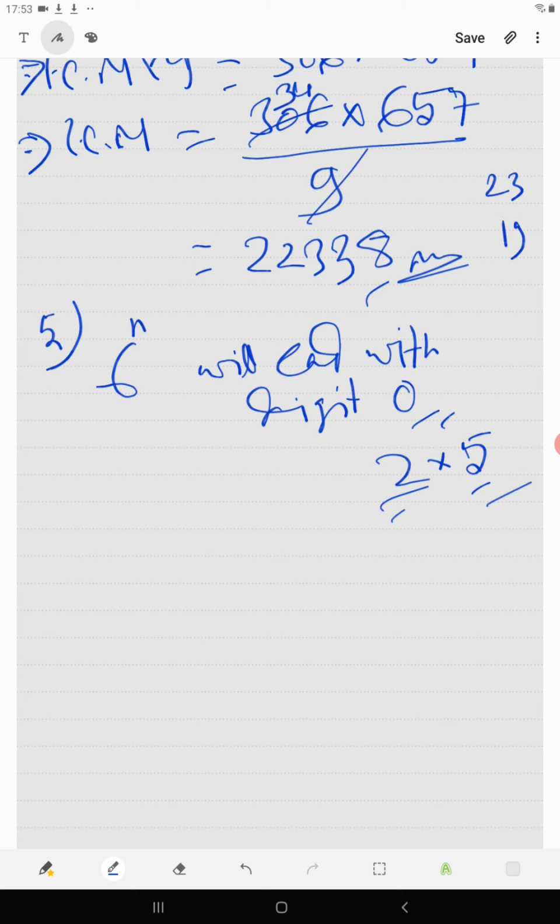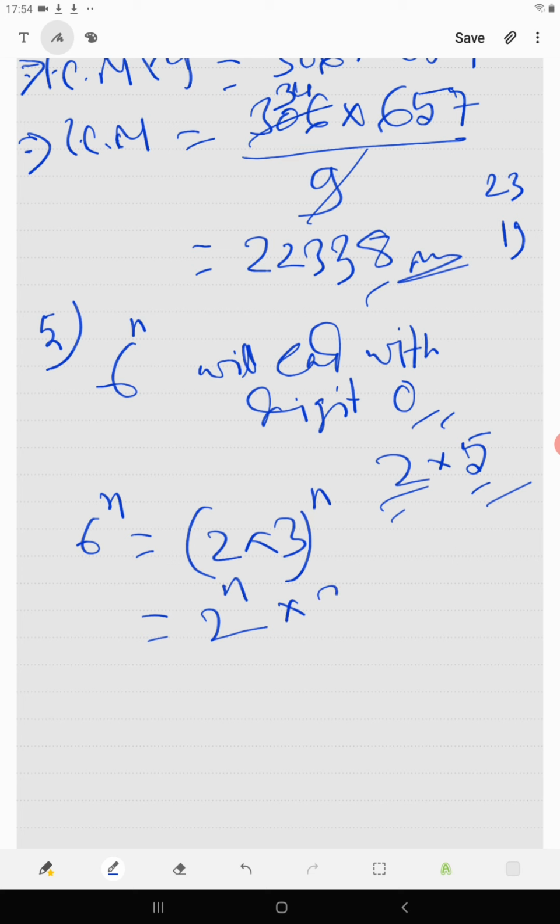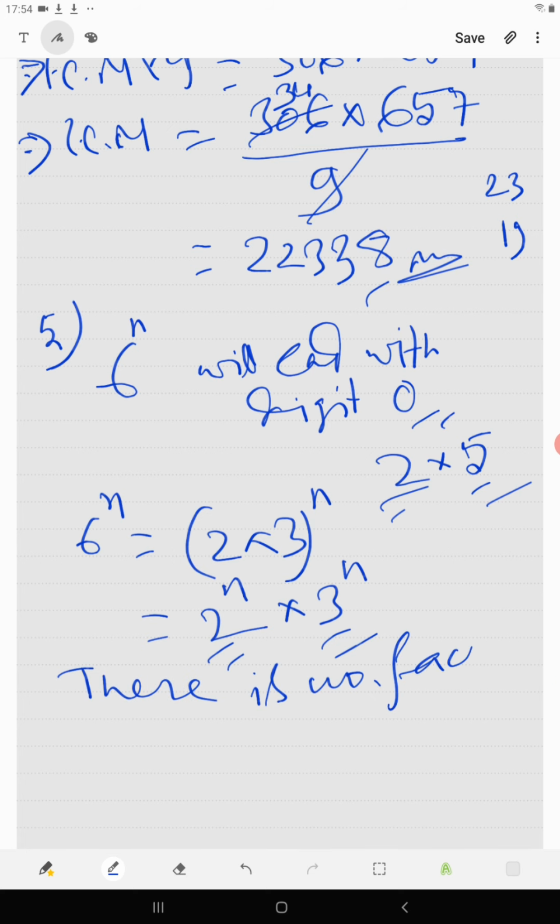Now 6 to the power n: 6 can be written as 2 into 3, whole to the power n. So (x into y) whole to the power n is x to the power n into y to the power n. So 2 to the power n into 3 to the power n. As simple as that. So there is no 5 over here. It has prime factors of 2 and 3 only, and there is no factor of 5.